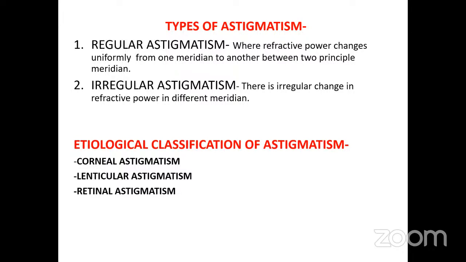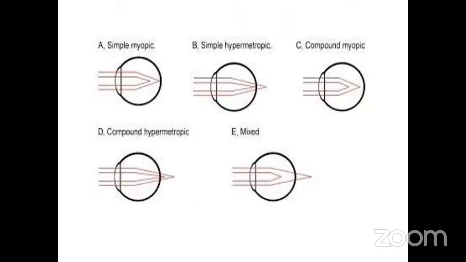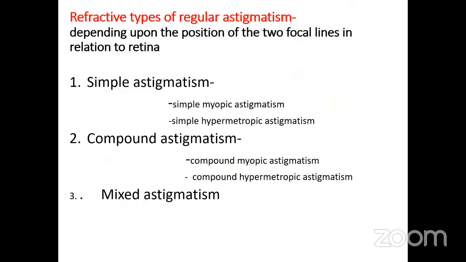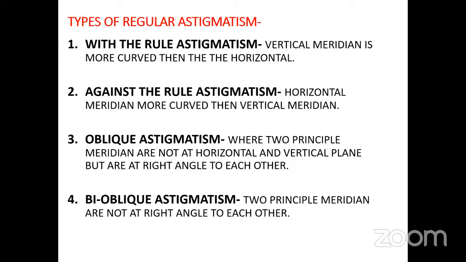Okay, go to the next now. Show the one after regular, irregular astigmatism. Next. Yeah. So tell me about this, with the rule, against the rule. These are all types of regular astigmatism.